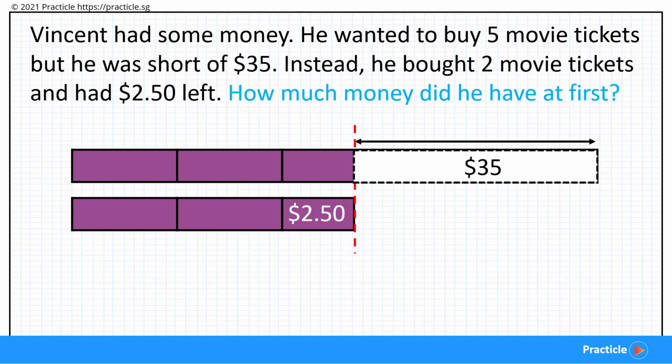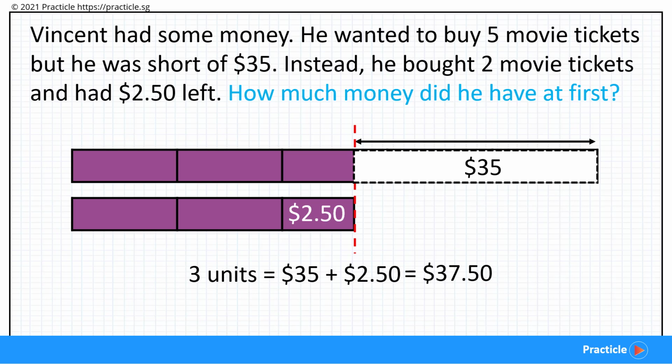Alright? When we compare the 2 models that we have drawn, these 2 parts are the same, right? And then we see something interesting. This part, which is made up of 3 units, represents a value of $2.50 plus $35. Do you see that? And knowing this is super duper useful. When we work this out, we now know that 3 units represent $37.50.